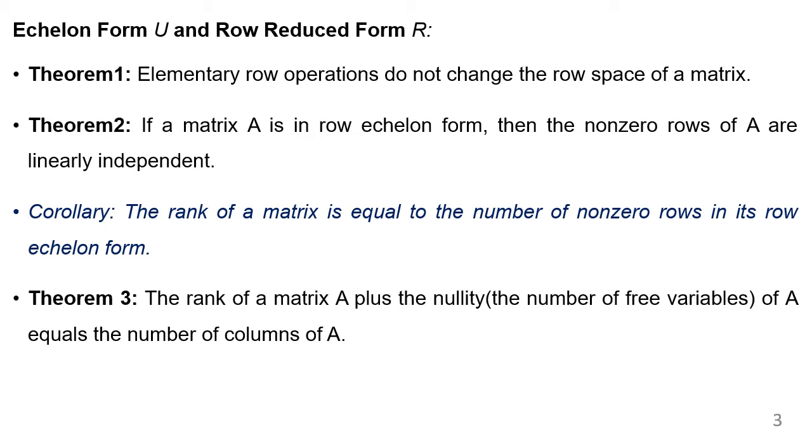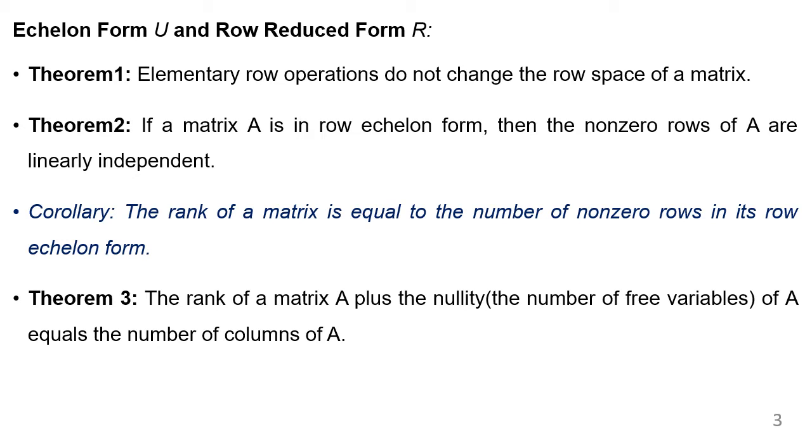First theorem says that whatever elementary row operations we do on the given matrix will not change the row space of a matrix. Theorem number 2 says that if a given matrix is reduced to the row echelon form, then we can get the rank of the matrix. The rank of a matrix is always equal to the number of non-zero rows in its row echelon form. It also can give some insight into the dependency of the vectors in the matrix.